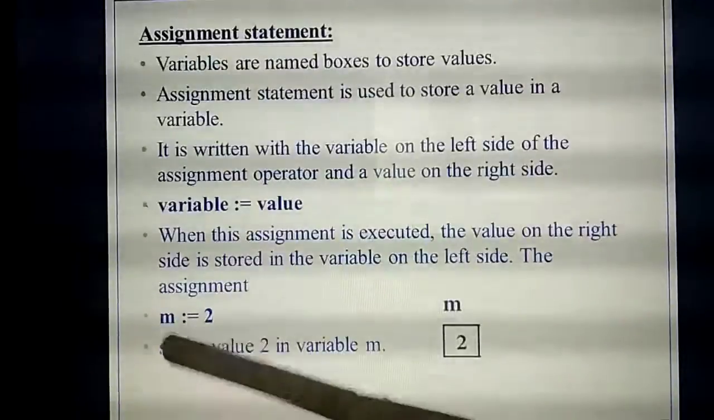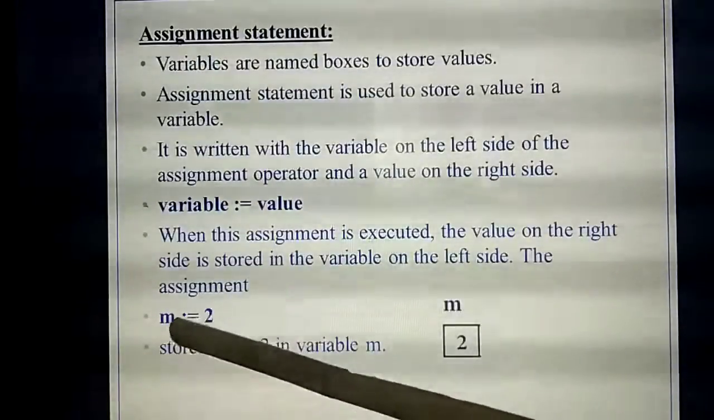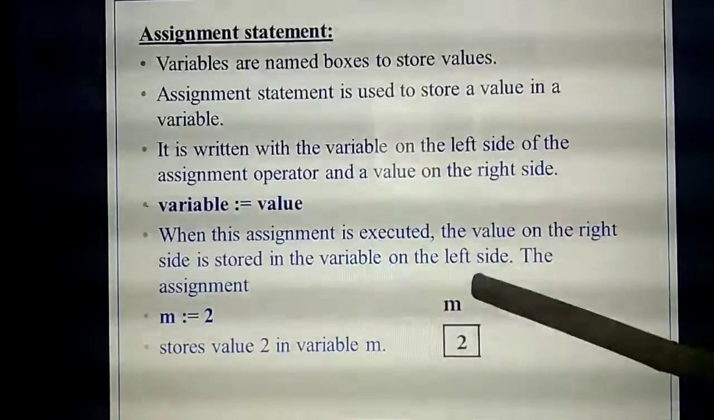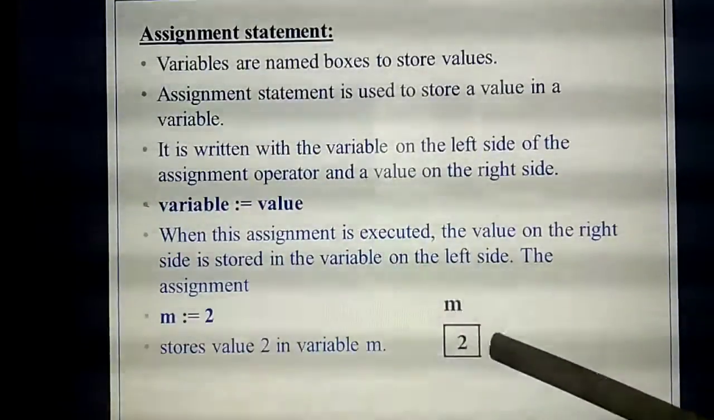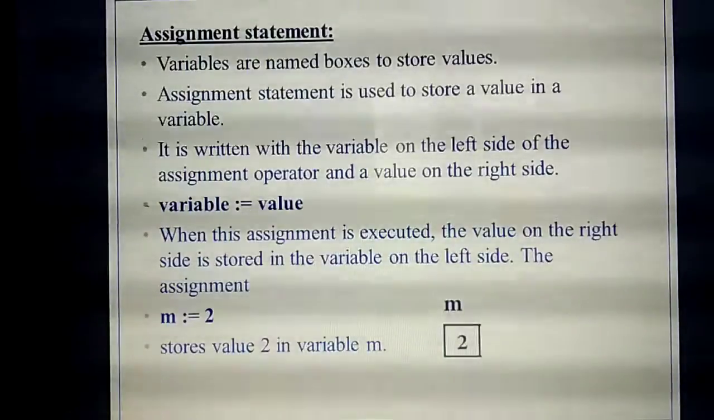What's the meaning of this? The value 2 will be assigned to the variable M. See this picture. Likewise, if you give this, then in the memory the variable M will store the value 2. Okay, understand?